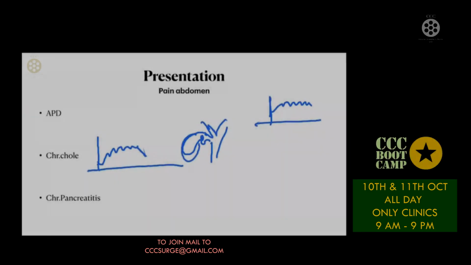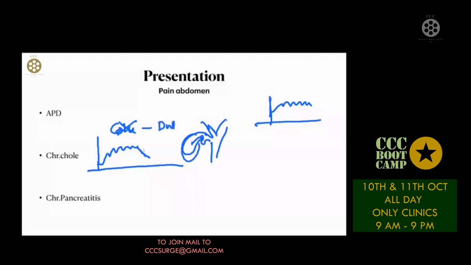There is distension of the gallbladder, and when the distension is full, the stone slips back and the pain subsides. So this is not a colic. This is actually nothing but a dull aching pain. The only difference is that the duration is only 2 to 3 hours.